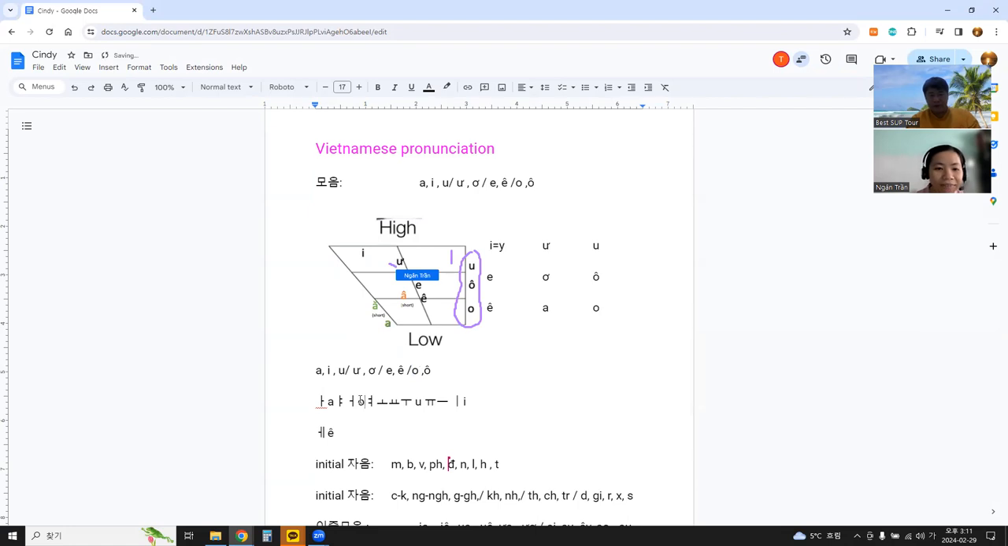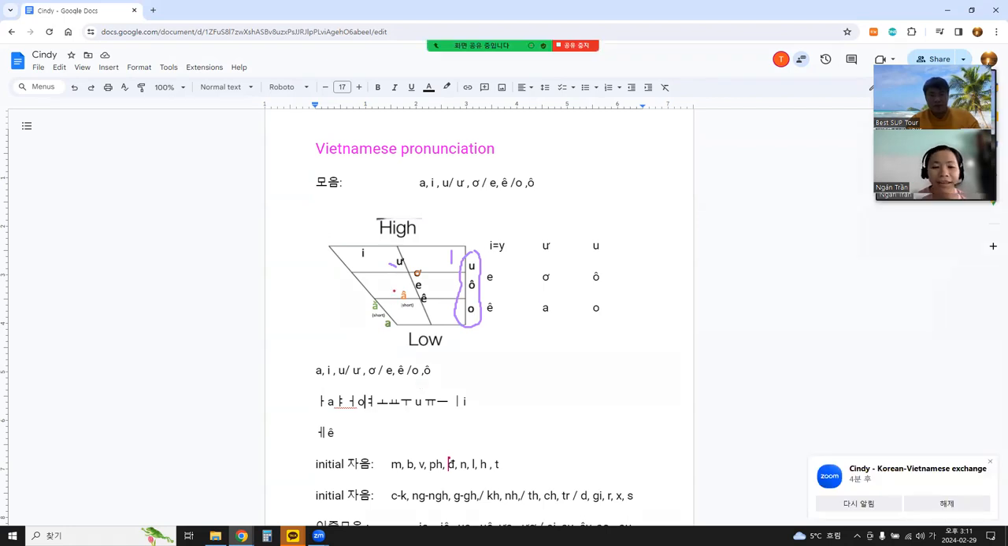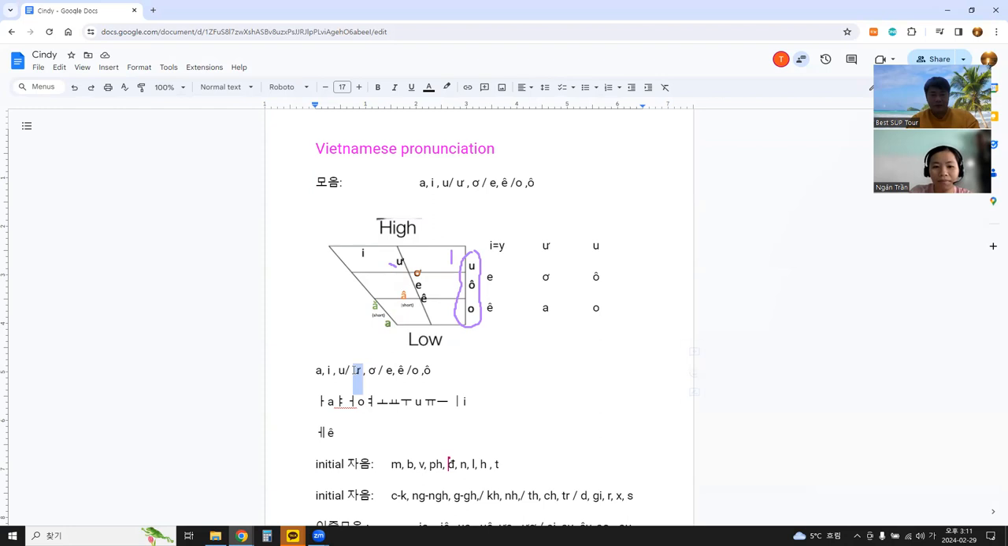This one is different. Yes. Oh, with the hook. Let me see. For example, where is it? Mư. Mơ, yes. Okay. You say it. Yes, mơ.